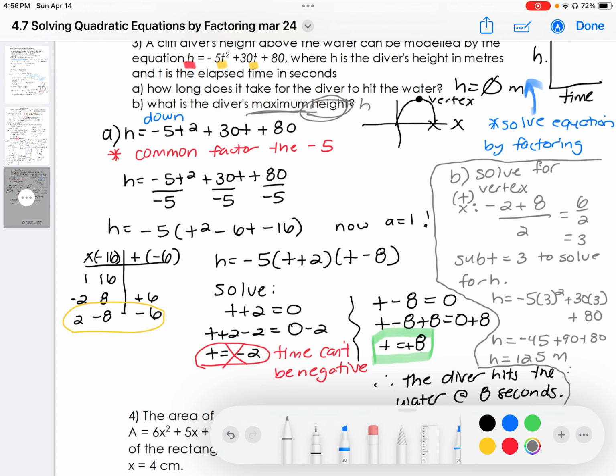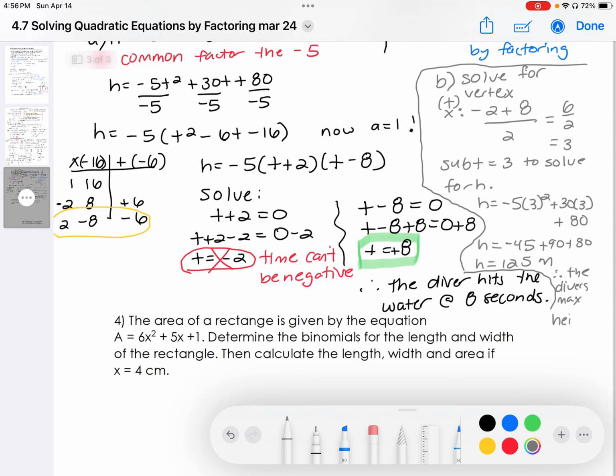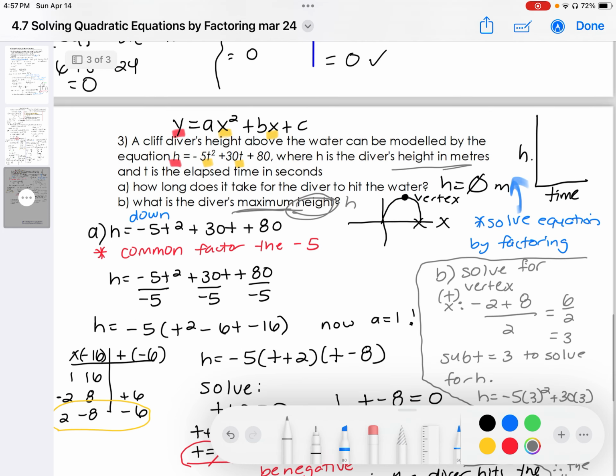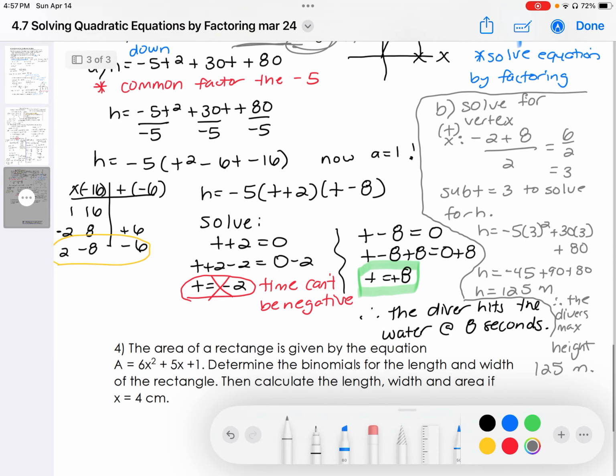So I'm going to sneak in a little sentence. Therefore, the diver's max height is 125, 125 and then meters because it told me in the question height in meters. Okay, and I want to write a good sentence.